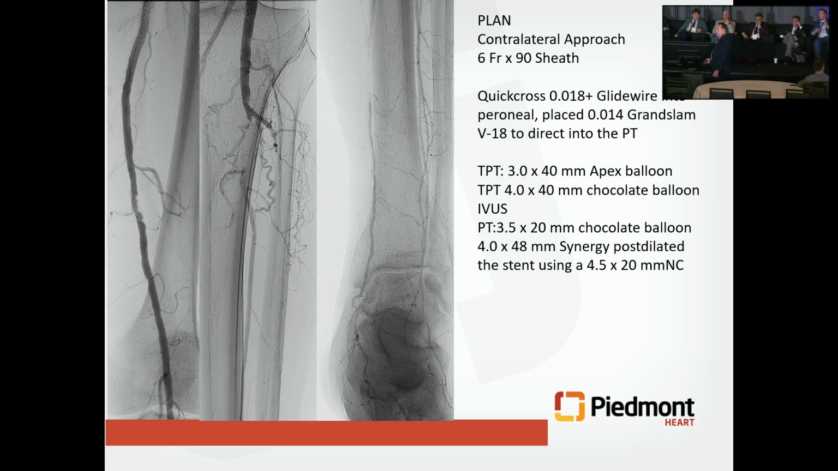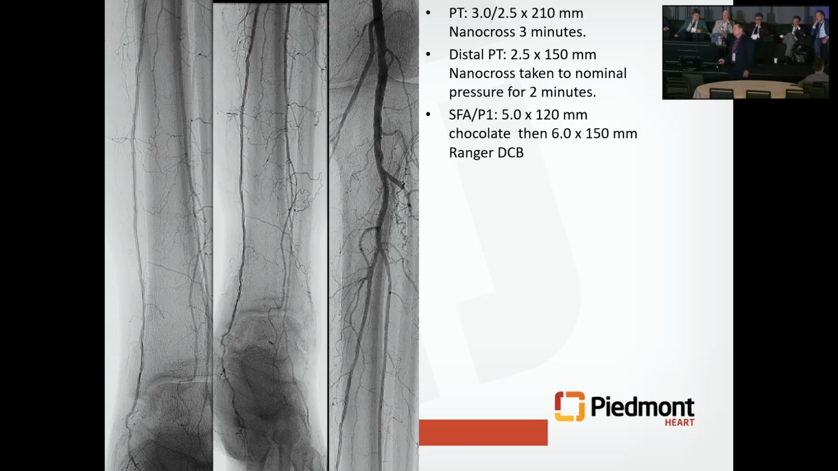So with IVUS here I did a chocolate balloon in the PT, and then I actually ended up having a bad dissection and put a Synergy stent there, which we post-dilated to 4 millimeters. So this is just where we run off at the end. We actually went down and used a Nanocross. If you're not using these, you must be under a rock. But the tapered balloons, I think, are specialty balloons as well. So you can go from a 3.0 to a 2.5. I probably undersized this. I probably should have gone a little bit bigger. That's using Nanocross. And the distal PT, I went down with a 2.5.